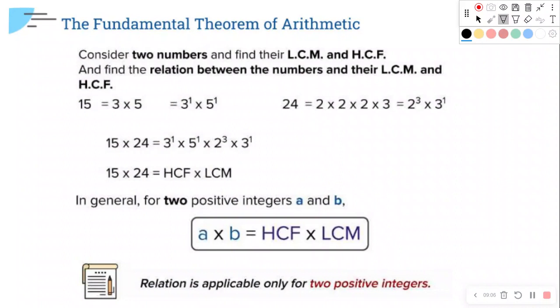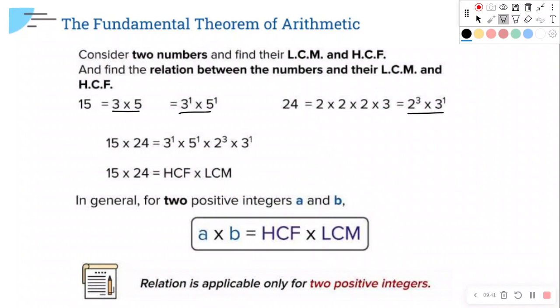Let us take 15 and 24. What is the prime factorization of 15? 15 is nothing but 3 into 5, 3 raised to 1 into 5 raised to 1. What is 24? Prime factorize it. You won't get it from the sky. 2 into 2, 4. 4 into 2, 8. 8 into 3, 24. So I can write 24 as 2 cube into 3.